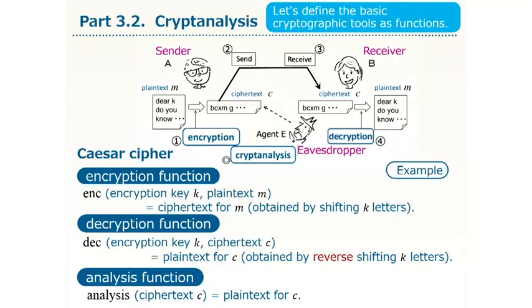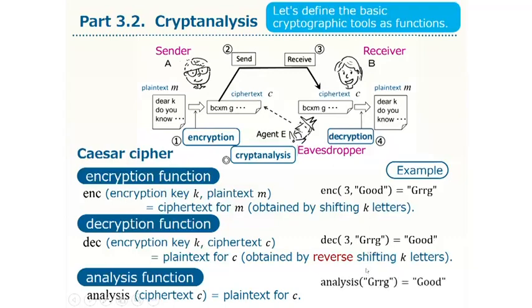Let's see some example. Here we use 3 for the secret key. For example, shifting 3 letters turns the plaintext good into GRRG. We got this because the uppercase letter G did not shift. Now, if we take this one and then reverse shift by 3 letters, the corresponding text is good, GOOD. In contrast, with analysis, we want to take only the ciphertext and compute the plaintext.